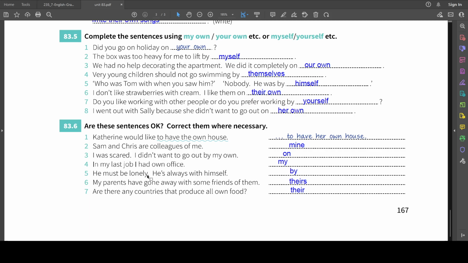He must be lonely. He always with himself. It's wrong. He must be lonely. He's always by himself. My parents had gone away with some friend of them. That's wrong. My parents had gone away with some friends of theirs. Are there any countries that produce all own food? No, that's wrong. Are there any countries that produce all their own food?